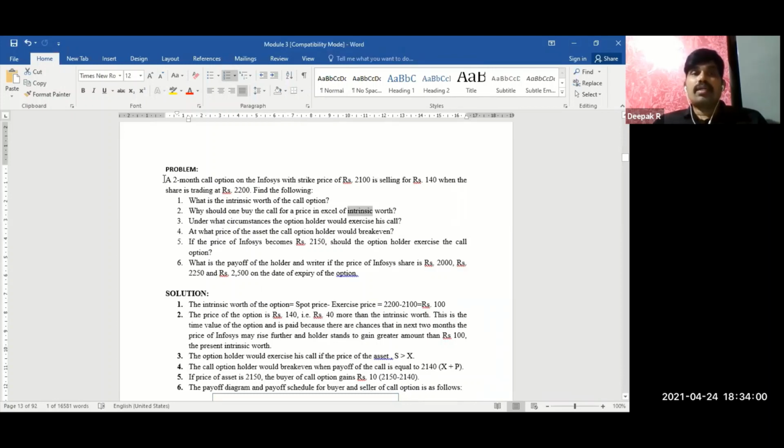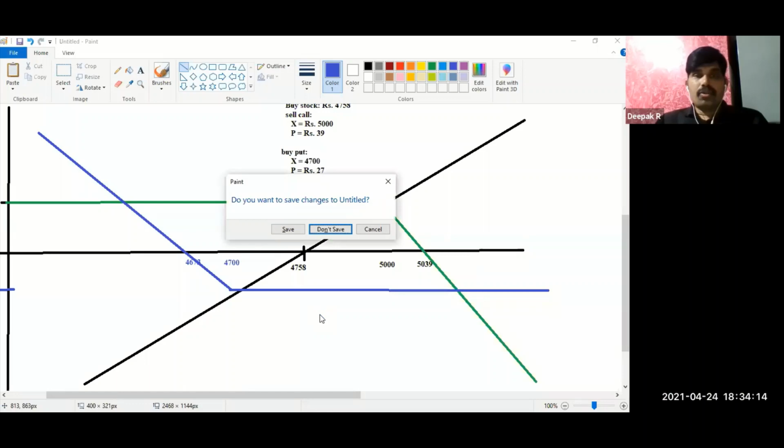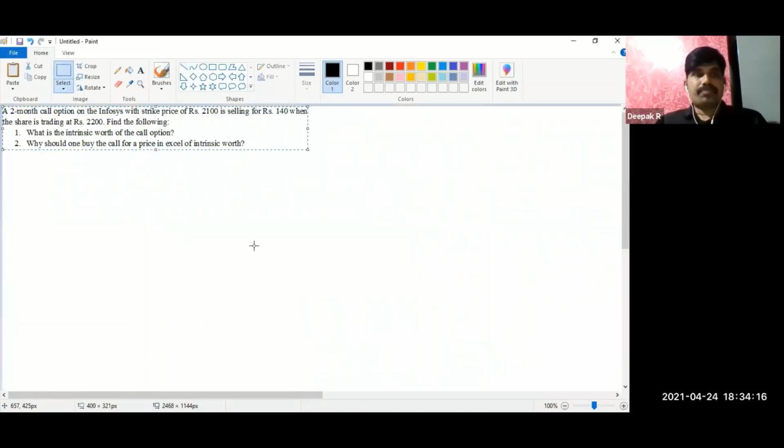So let's have a look at this problem. This is a very simple problem, but it will help you to understand the concept of what is called intrinsic value as well as the time value. The problem says a 2-month call option, which means it will expire in 2 months, on Infosys with a strike price of 2,100.